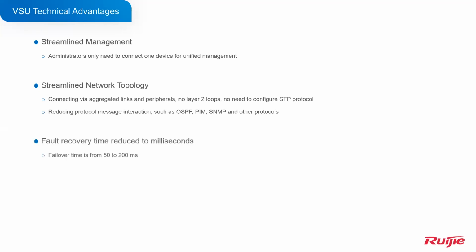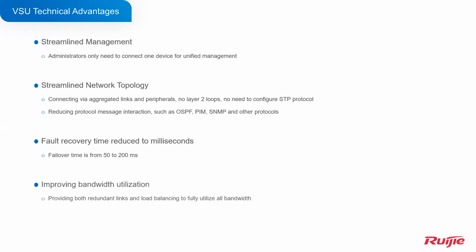The third one is you can reduce your fault recovery time to milliseconds. That means if one link is broken or one device is broken, the failover time is from 50 to 200 milliseconds. So it will be very fast. If one link is broken, we detect it, then the backup link can still forward the message out. Maybe your application, like a TCP connection, will never find there is a failure. So this is the third advantage.